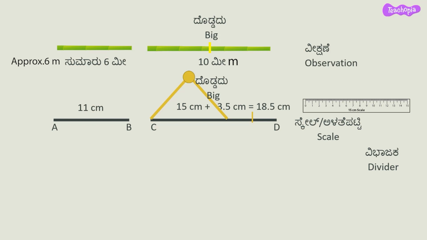Or if the opening of the divider is less than the second line segment, then we can say that the opening is smaller than the line segment. In this way, without using the scale, we can compare line segments.